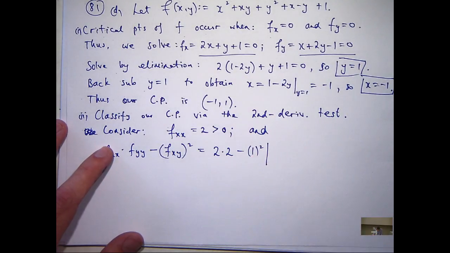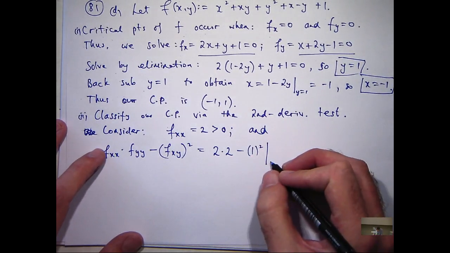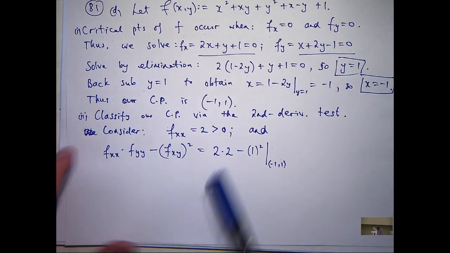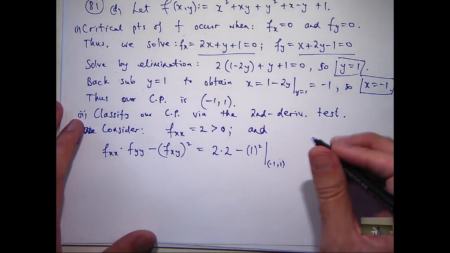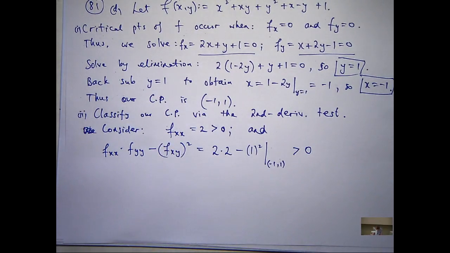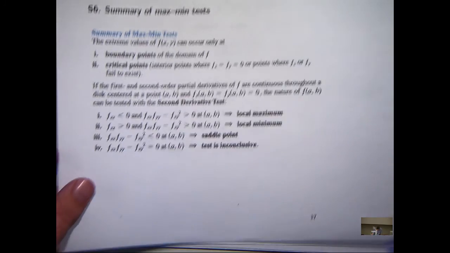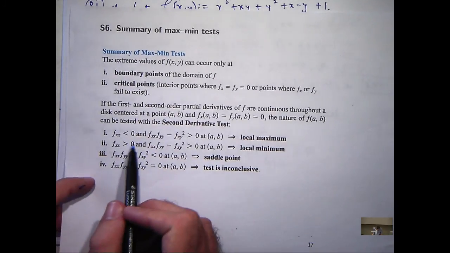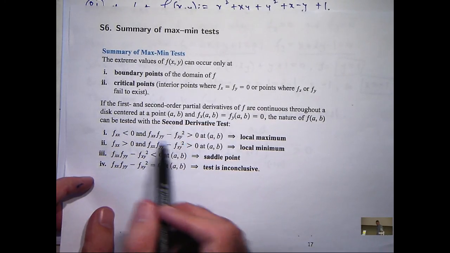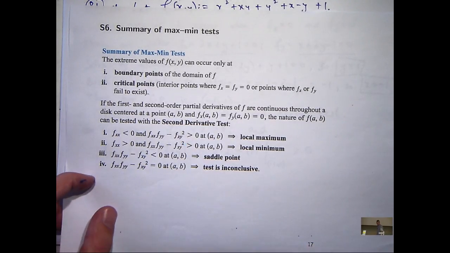And I want to evaluate this at our point of interest again. It doesn't really make a difference because we've got constants here. So it's going to be positive. Okay, so we've got this case and the discriminant's positive. So via the second derivative test, we would say that f has a local minimum at this particular critical point.